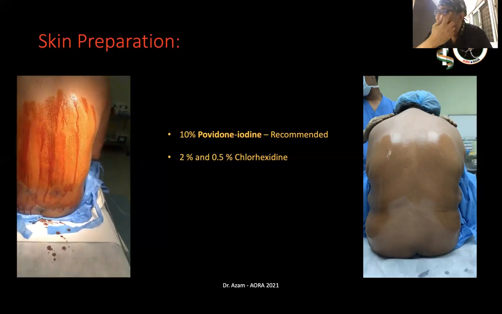In the US, it's recommended to use 2% chlorhexidine, and in Europe and UK, about 0.5% is what is recommended. 10% povidone iodine is equivalent to 0.5% chlorhexidine, but do not use 2% because it is much more neurotoxic. Yes, 0.5% also is neurotoxic, but 2% is much more neurotoxic. Paint the back first with chlorhexidine and then start getting ready with your trolley preparation, and let the chlorhexidine dry up.